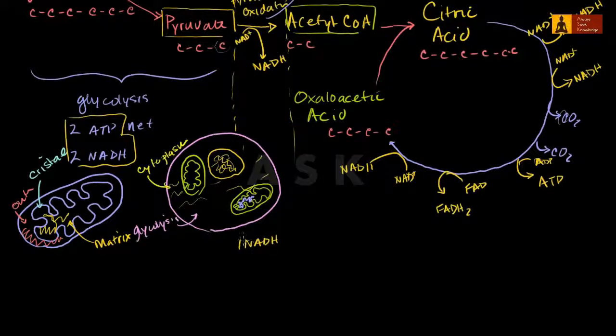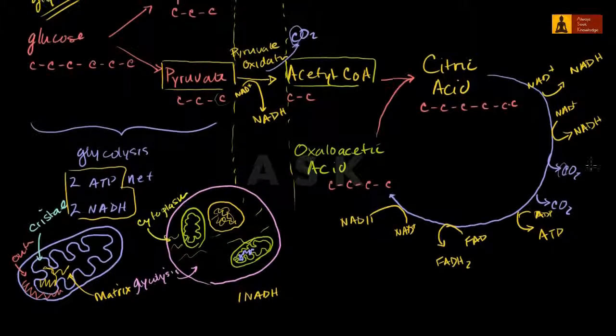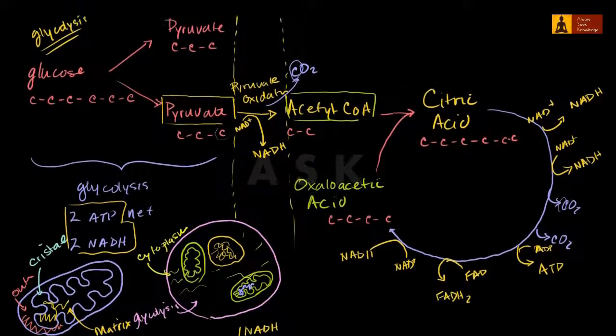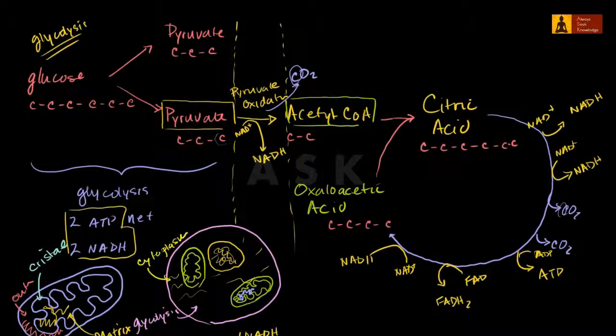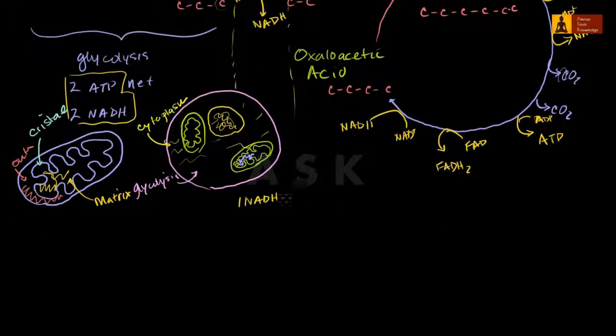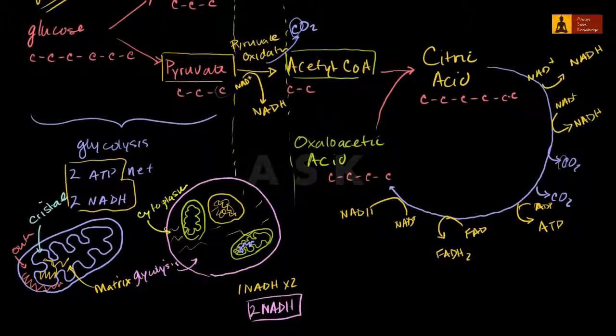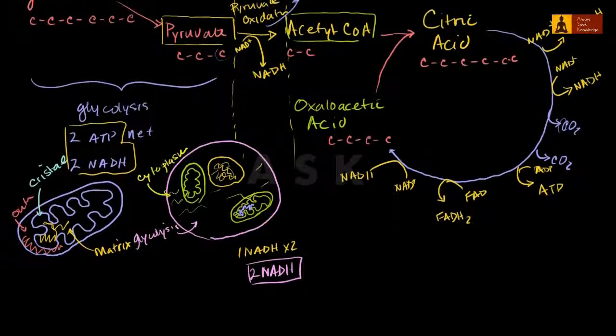But remember, if we want to say what are we producing for every glucose, this is what we produced for each of the pyruvates, right? This was 1 NADH from just this pyruvate. But glycolysis produced 2 pyruvates. So everything after this we're going to multiply by 2 for every molecule of glucose. So the pyruvate oxidation times 2 means that we got 2 NADHs right there.